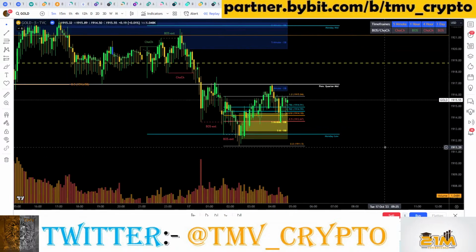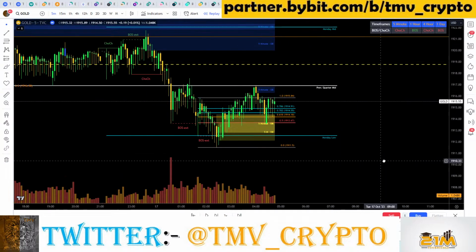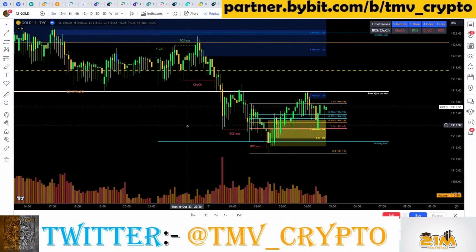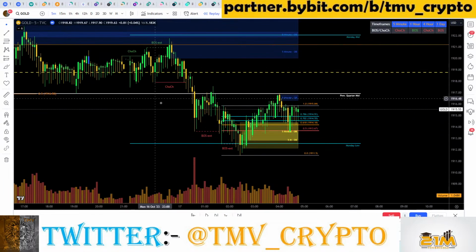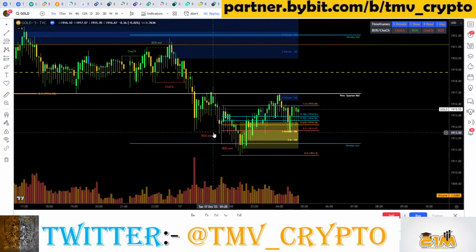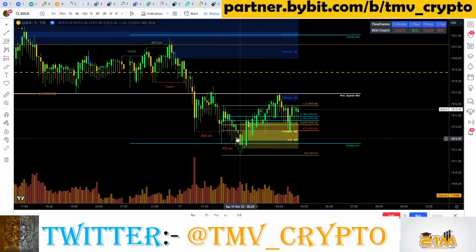You can also do that as well. It all depends on your trading style. So when you have a price action, you can say that there is a bearish CHoCH over here, and after the bearish CHoCH, you get BOS EXT. And after BOS EXT, you got another BOS EXT.